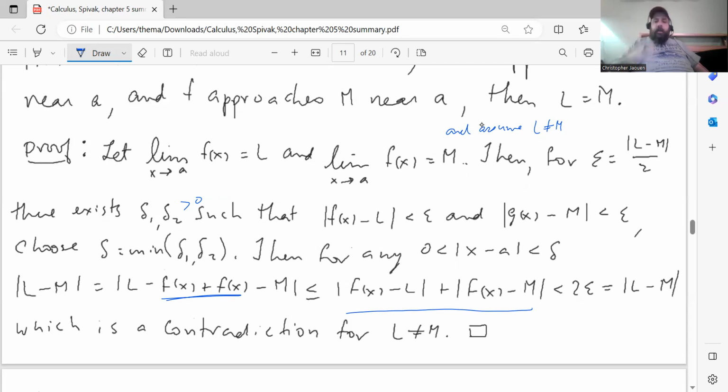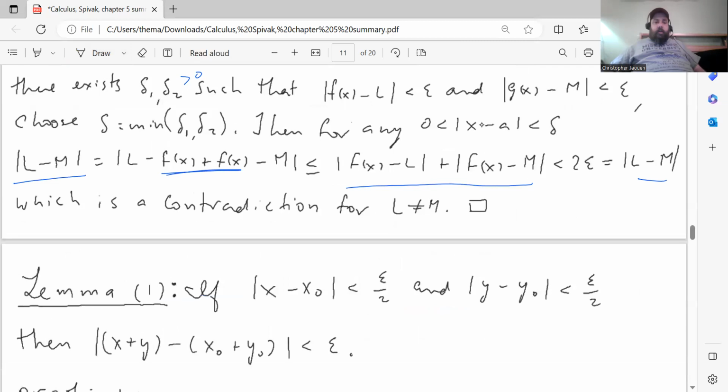Epsilon plus epsilon, which is equal to L minus M, because we chose epsilon to be absolute value of L minus M over 2. And that's a contradiction because a number can't be strictly less than itself. All right, so that shows that the limit can't approach two different values. If it approaches L and M, then L has to equal M. All right, that's theorem 1.